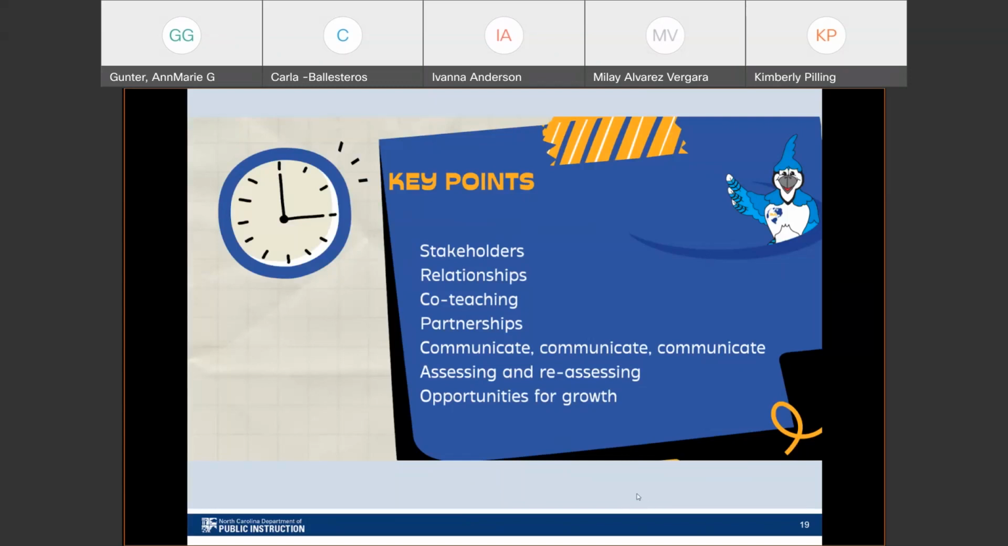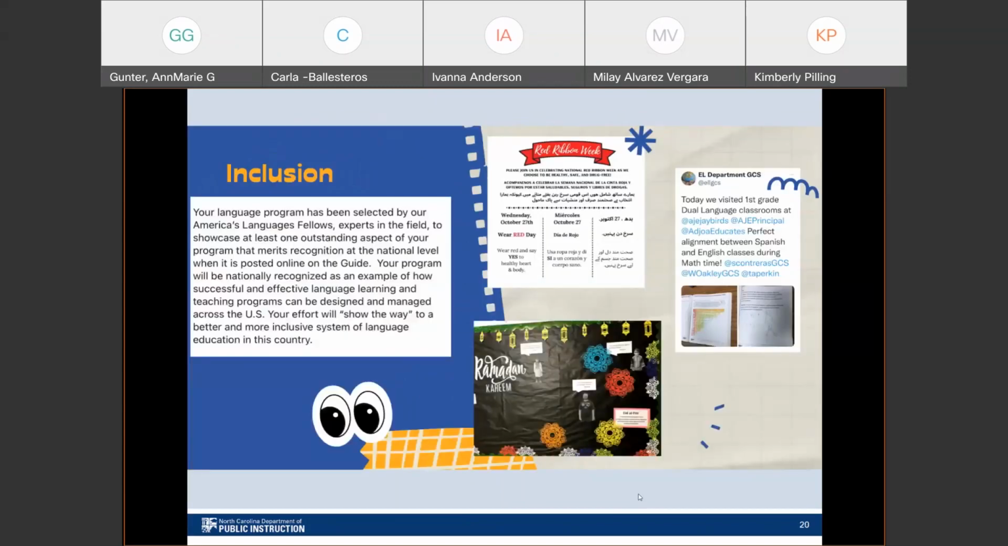If we can go to the next slide, please. Thank you so much. So we also talked earlier about inclusion, and it is so important that we include everybody and that our students see themselves. And when we make decisions, we are very intentional with the decisions that we make. And I put this slide.